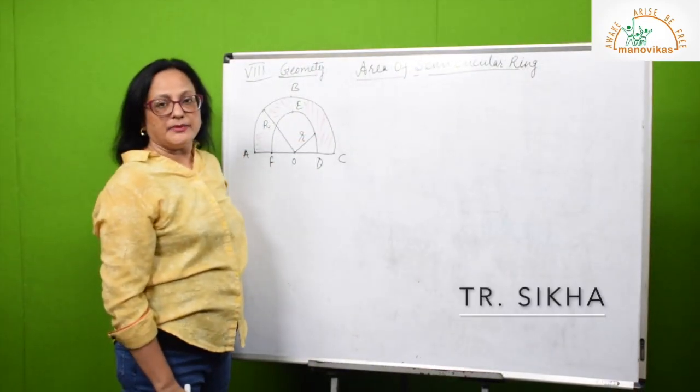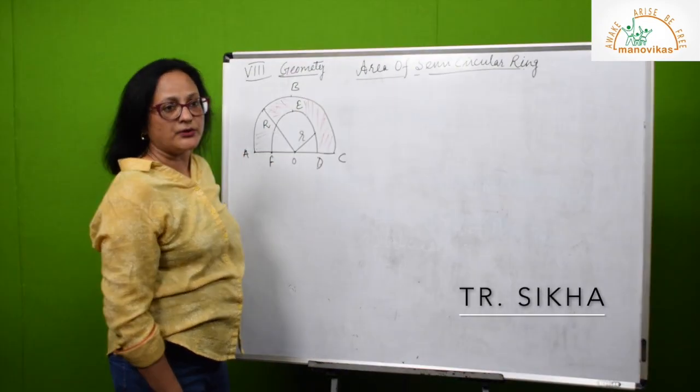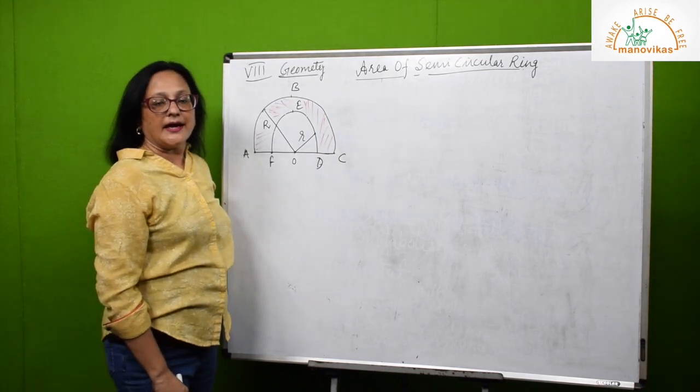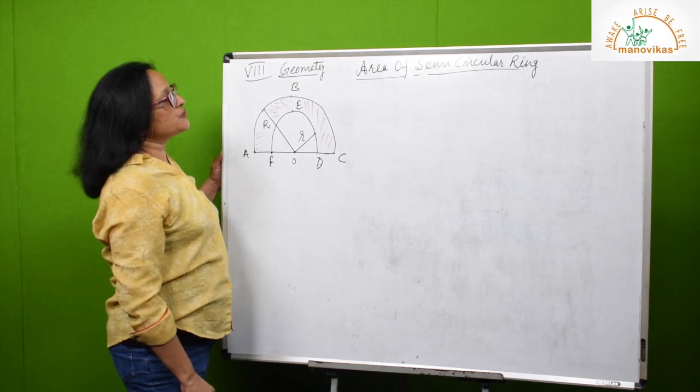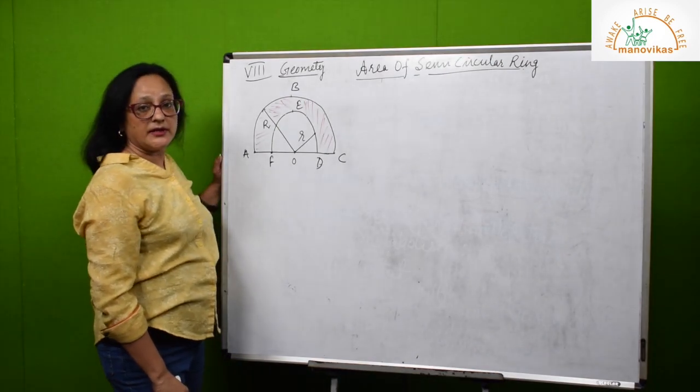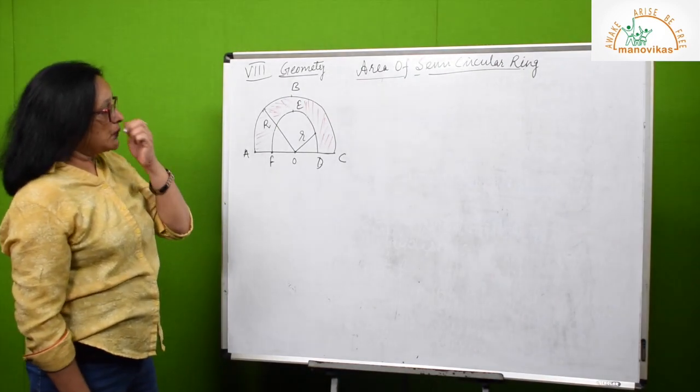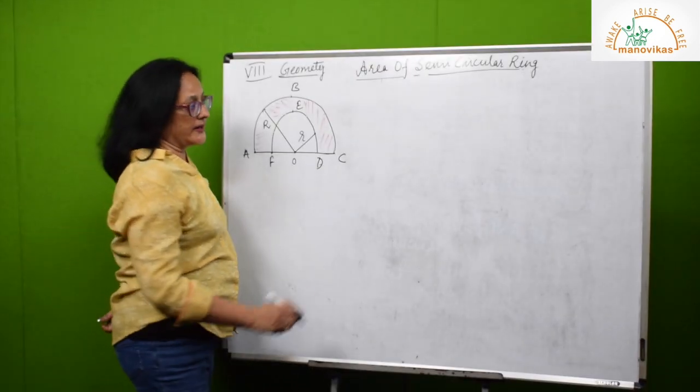Children, in my previous video I have explained how to find the area and perimeter of a semicircle. Now I am going to explain how to find the area of a semicircular ring. So first you understand what a ring is.